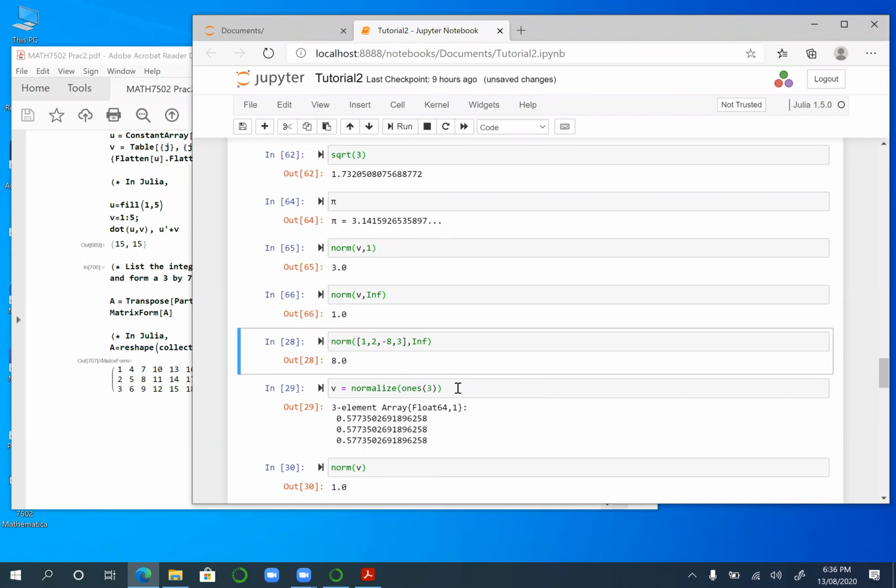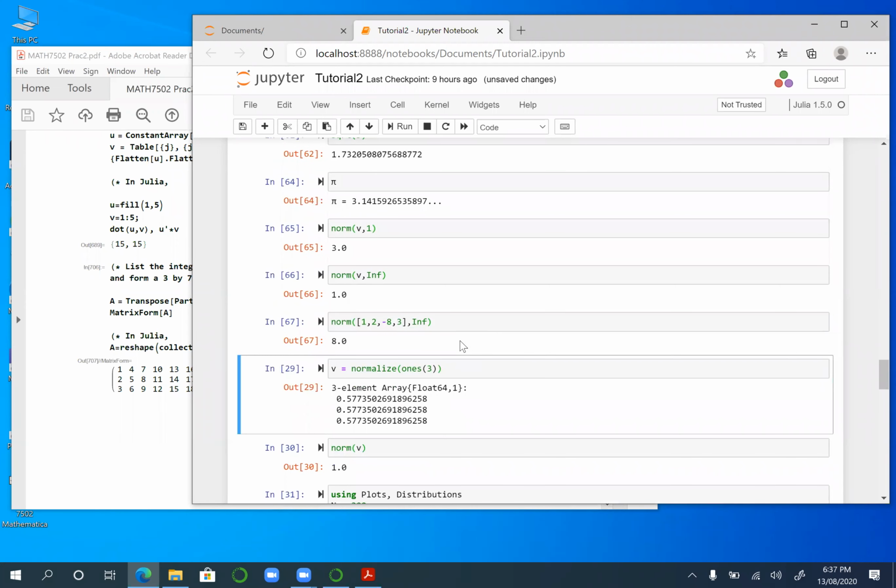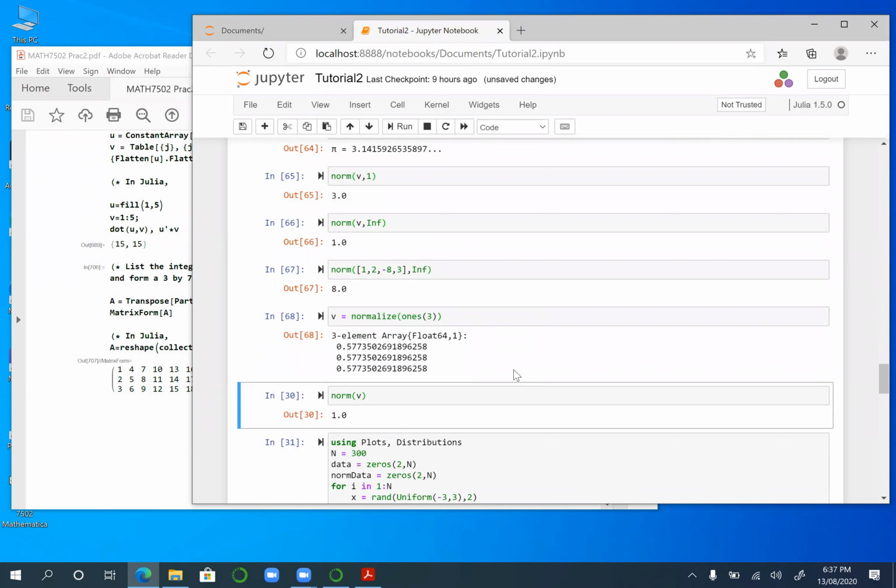And in this next cell, we can double check that with a vector that we enter ourselves, 1, 2, -8, 3. Take the infinite norm of that, and we get 8, being the maximum absolute value. Okay, next important function is normalize. So what we're normalizing is a vector consisting of 3 ones. Normalize means take the unit vector obtained by dividing by its norm. So in other words, divide each of the entries by √3. Okay, so we get 0.577.